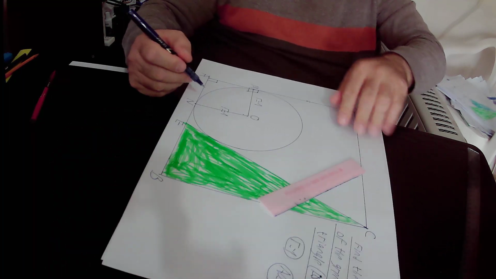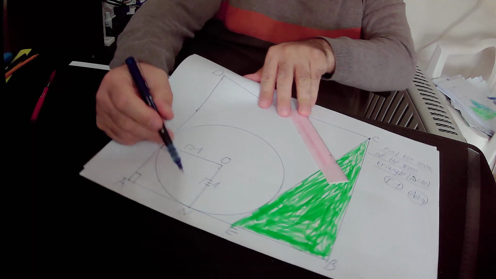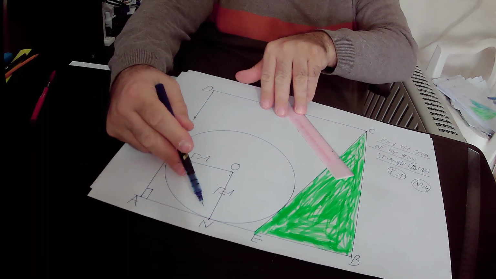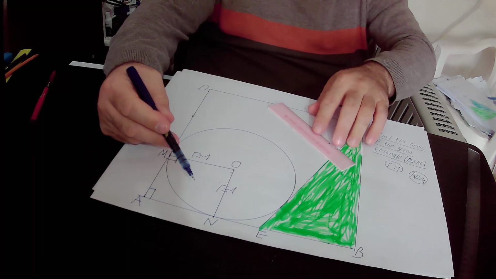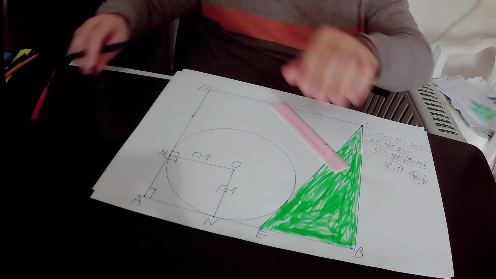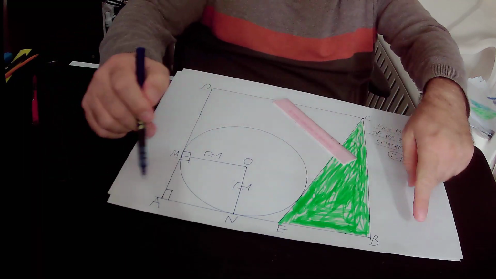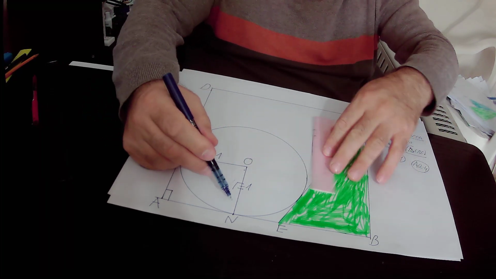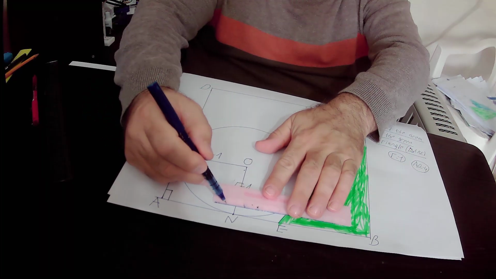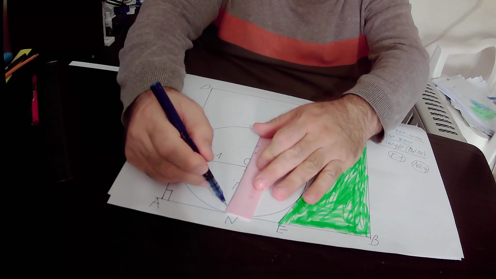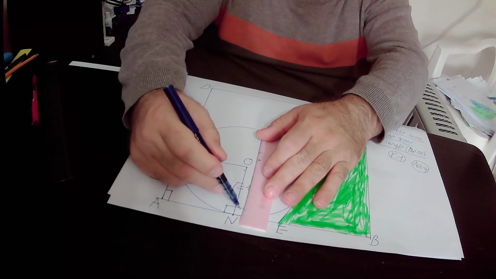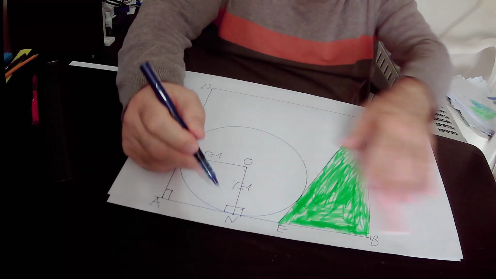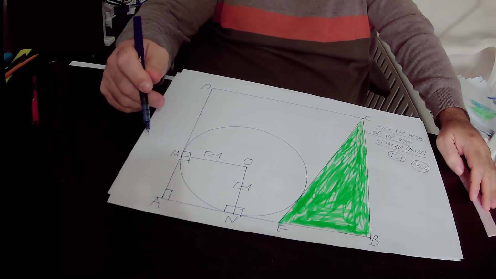And again, we have the radius ON drawn to the point of tangency, that is to say drawn to point N, the point of tangency of tangent AB with this circle. Therefore the tangent AB will be perpendicular to this radius, that is to say this angle will be equal to 90 degrees, and this angle will also be equal to 90 degrees. Okay.